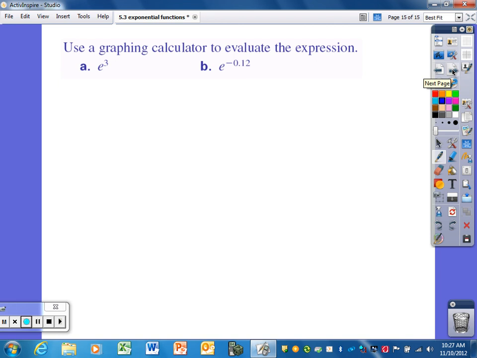This is just knowing how to punch your graphing calculator, which I'm assuming you can do since we did that last problem with continuous interest. e to the third. Just press e raised to the third. You get approximately 20.09. e to the negative 12. You get approximately 6.14 times 10 to the negative 6, which means 6 places in front, so 5 zeros, 614.